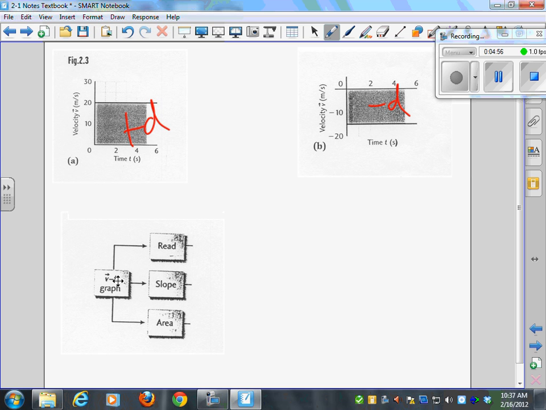You get to read meters per second, which is in fact the instantaneous velocity. The slope of the VT graph is meters per second squared, which is going to give us the acceleration.